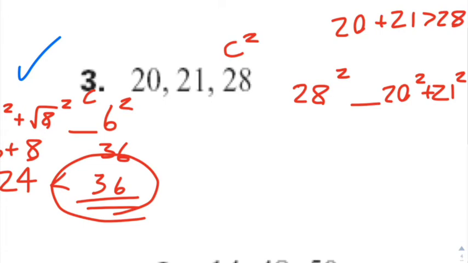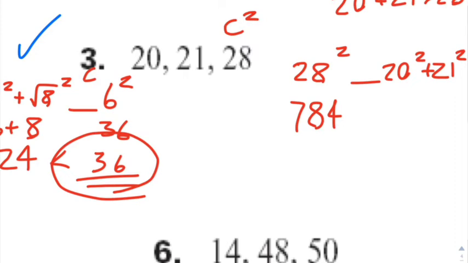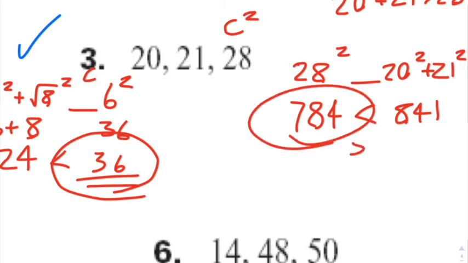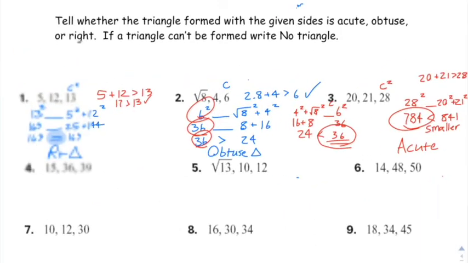Okay, so 28 squared. That'll be 784. Then, just for time's sake, I'm going to type this in as one line on my calculator, 20 squared plus 21 squared. Apparently, the sum of that is 841. So 784 is less than 841 right there. Here's your c squared stuff. It's smaller. If it's smaller, that means it's an acute. Then it's just more of the same after that.